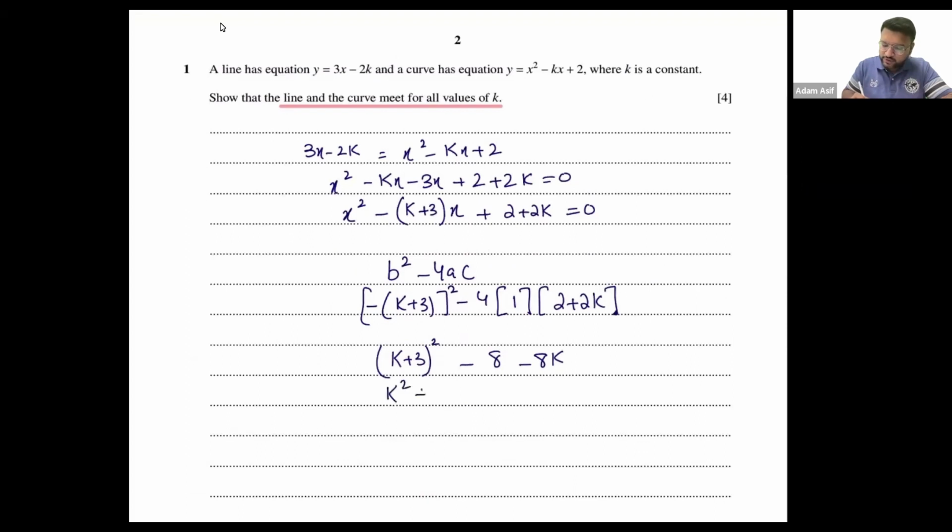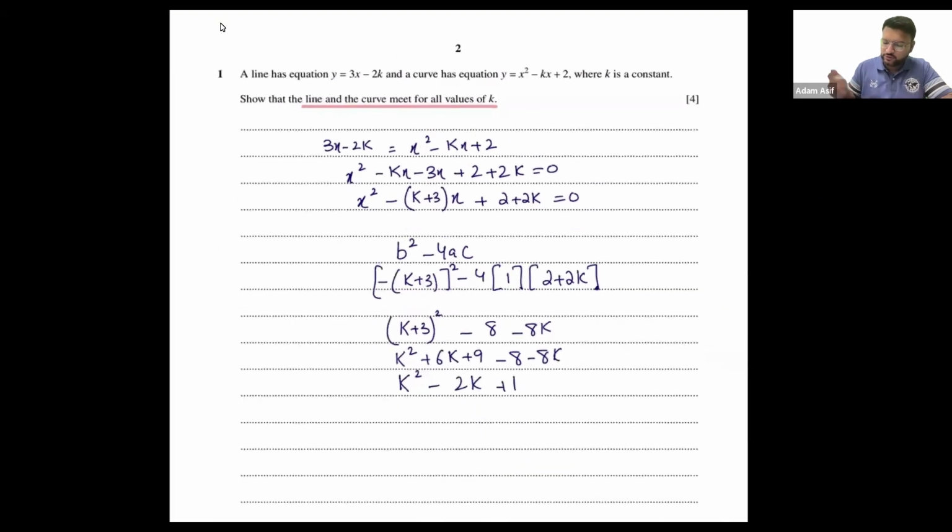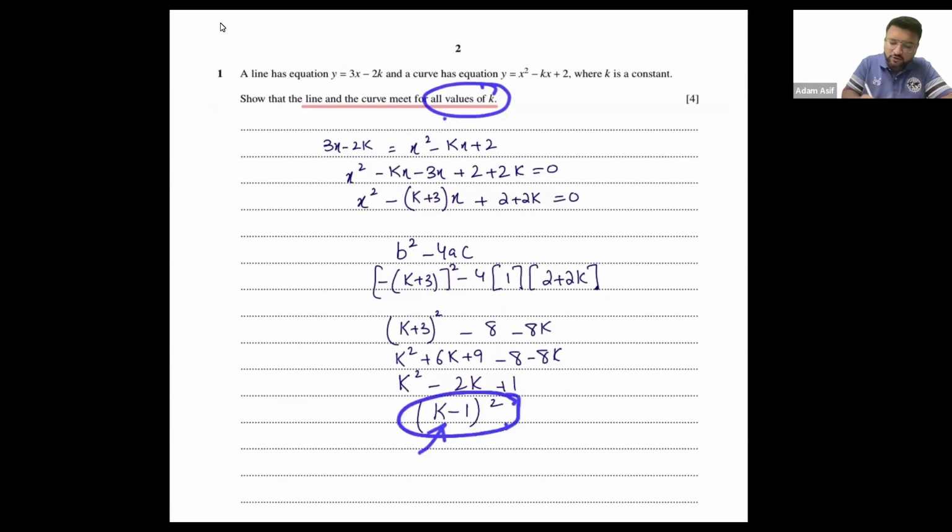Expand this: k square plus 6k plus 9 minus 8 minus 8k. You get k square minus 2k plus 1. If you write k square minus 2k plus 1 in completing square form, it becomes (k minus 1) the whole thing square. Now, why was the completing square form necessary? So that you can show that for any value of k you plug in, the discriminant is never negative. If the discriminant is never negative, then the line and the curve will always meet.